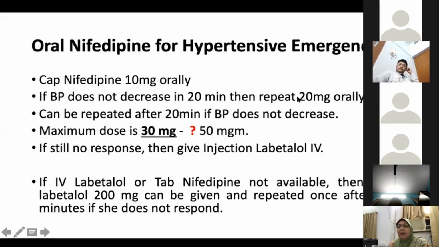Just like Labetalol, again it is doubled here. But it has to be oral, never sublingual. Okay? So if she does not respond to this, you have to then arrange for injection Labetalol. If both of them are not available, then try tablet Labetalol.